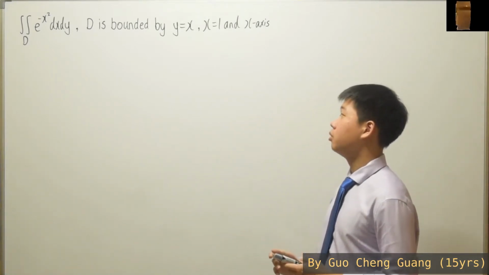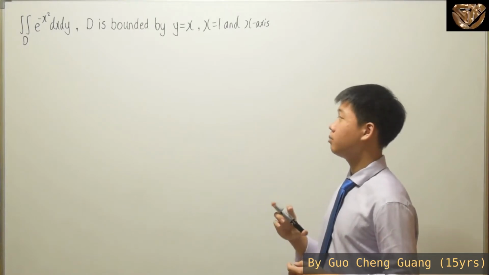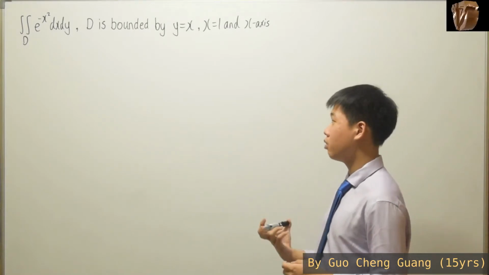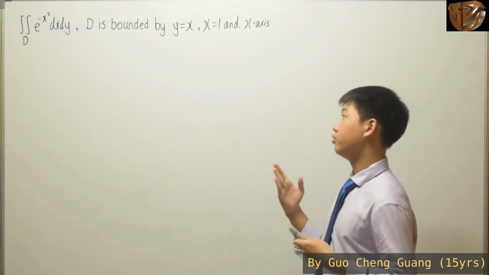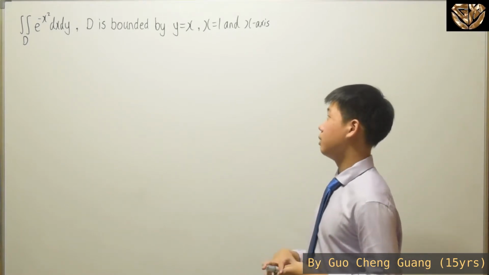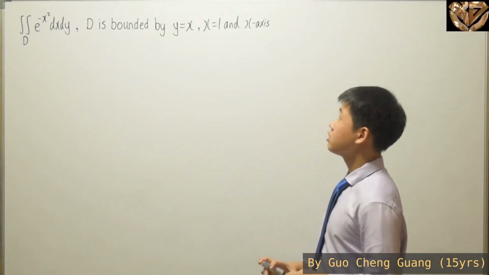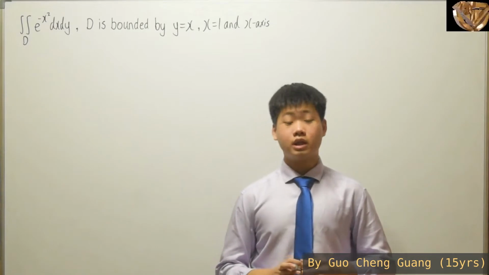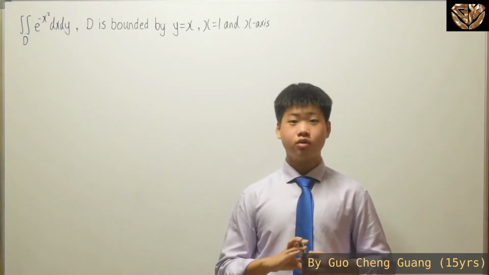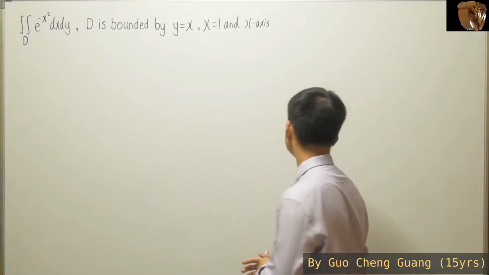In this example, we have a double integration of e to the power of negative x squared dx dy, where this double integration is done over the boundary of D, where D is bounded by y equals x, x equals 1, and the x-axis. Right, so we can draw this graph to see what it will look like.